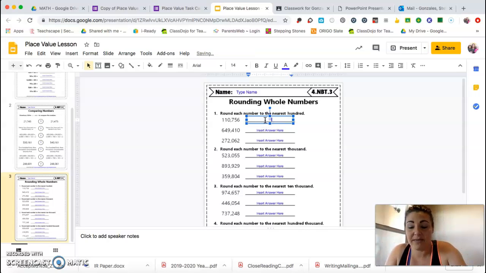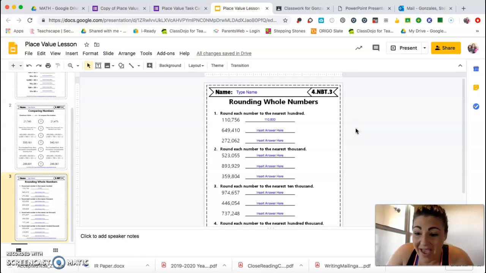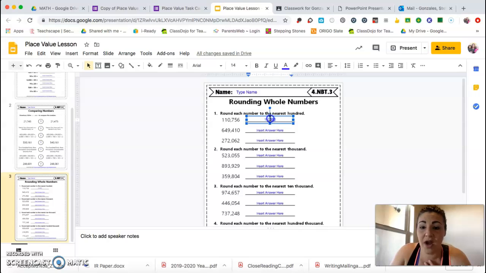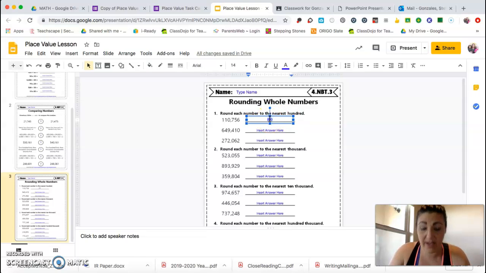My 100,000s, my 10,000s, my thousands place stays the same. It's no longer going to be in the 700s, it's rounding up to 800. So the answer is 110,800. I have tons of students who will try and just write 800 for me right here. No, because you just subtracted 110,000 off that number. So you have to remember to put those there, okay?